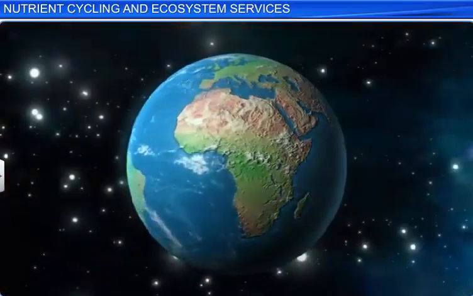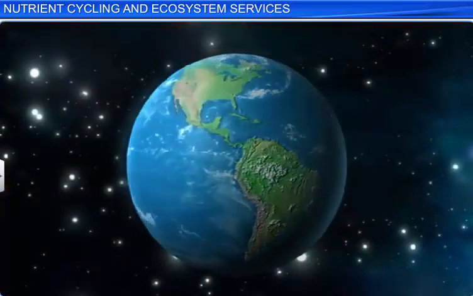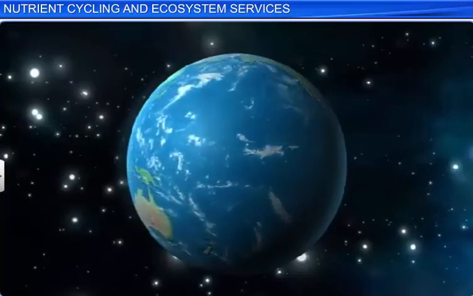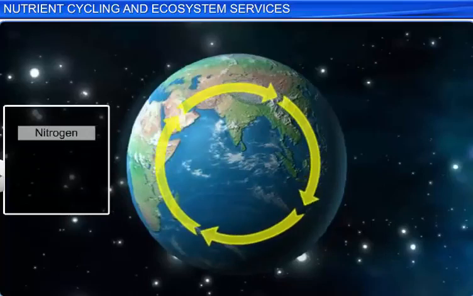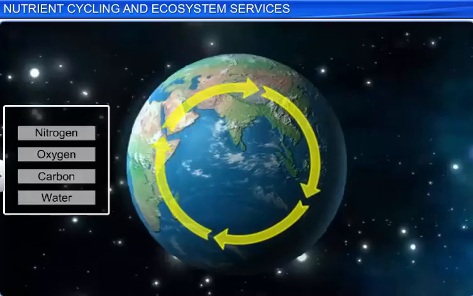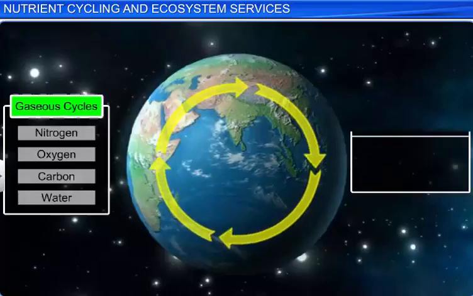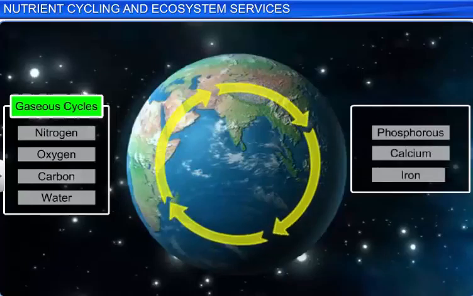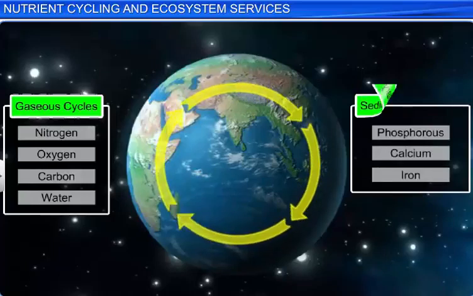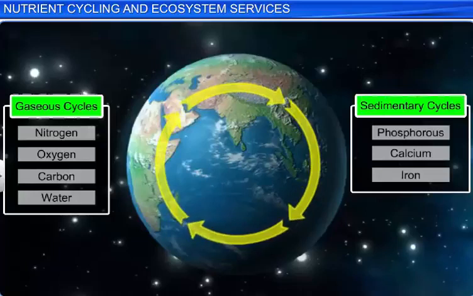There are several important nutrient cycles that sustain life on Earth. Nitrogen, oxygen, carbon and water are some of the important gaseous cycles, while phosphorus, calcium and iron are some of the important sedimentary cycles. Let's learn in detail about the carbon and the phosphorus cycle.